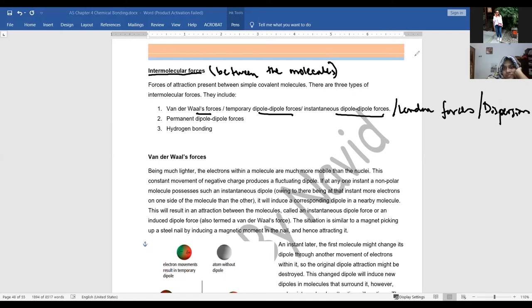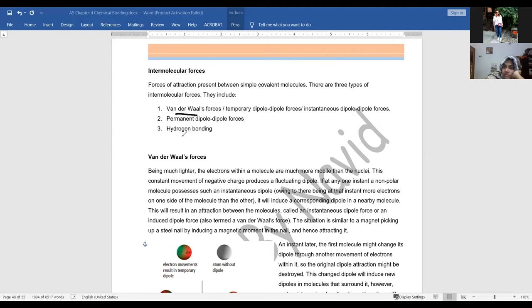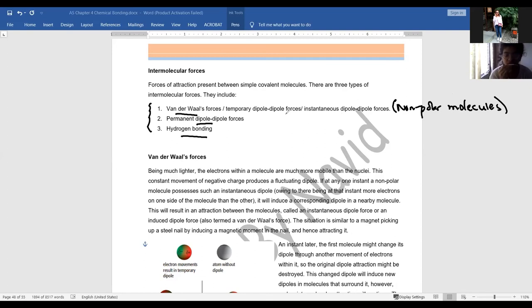So van der Waals forces, permanent dipole and hydrogen bonding. Now you'll actually understand which one occurs when. Van der Waals forces are present between non-polar molecules. Non-polar molecules, not non-polar bonds. Taiba, you tell me, what is a non-polar molecule? A non-polar molecule is when the electronegativity difference is zero or within like 0.5. Within 0.5. Yeah.